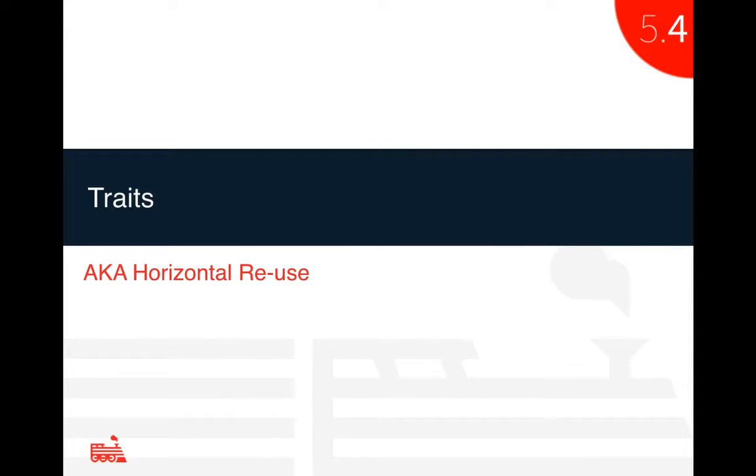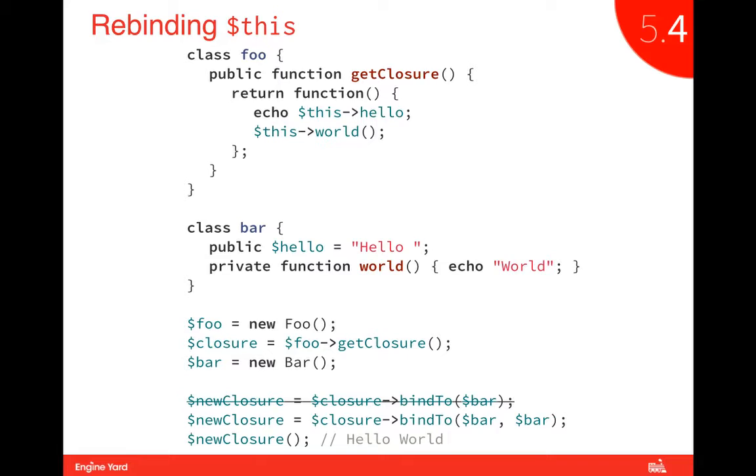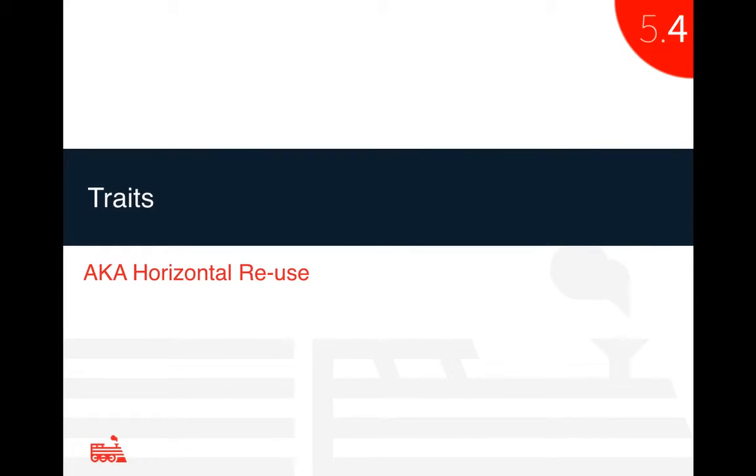What's the second parameter? The second what? Yeah. Say again? Second parameter is scope. Yes, the second parameter is scope. Any other questions on closures?